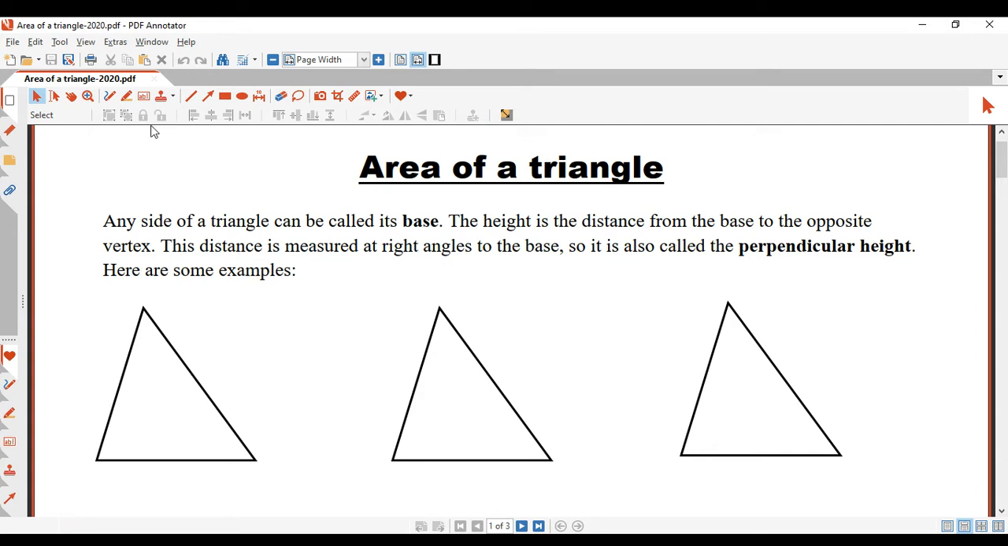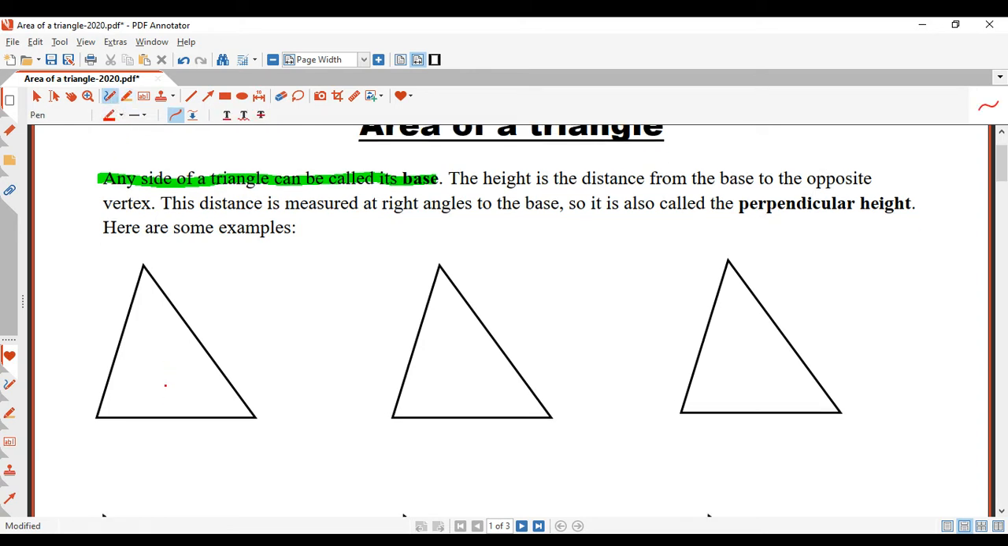Now, any side of a triangle, let me just colour this in just for fun, can be called its base. Okay, so we're going to write that down on our triangle down here. So what I'd like you to do is to come down to the first triangle, and we're going to call this the base. Okay, so the base is any side of a triangle. So in this case, we just drew the base. So this side here, I'm going to call that the base.